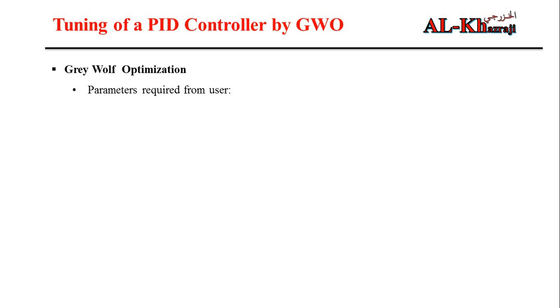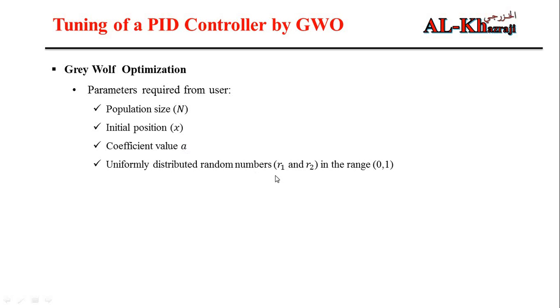Now, what are the parameters required from the user to set up? The population, sorry, and the initial position, the coefficient value A, which is normally set to 2 and decreases with each iteration. And also you need to have R1 and R2, which are just random values between 0 and 1, and the termination, which is the maximum number of iterations.